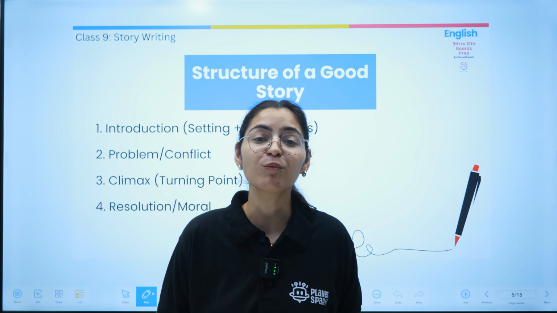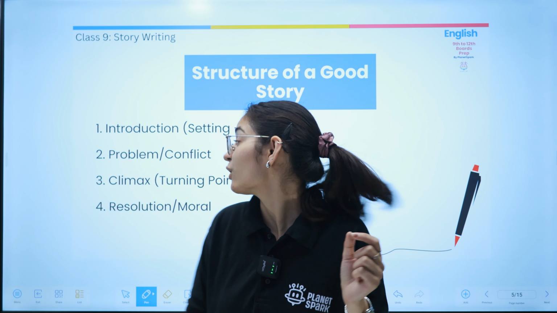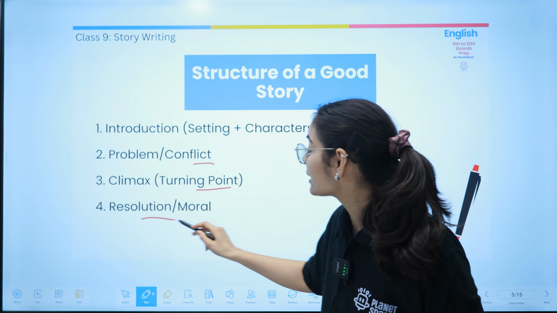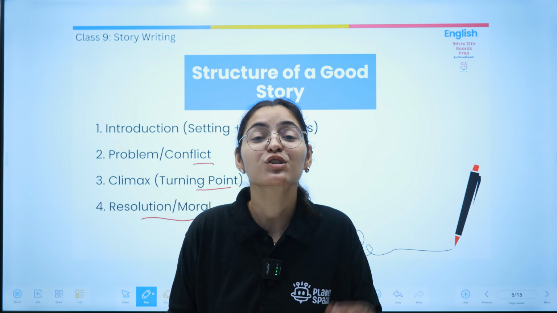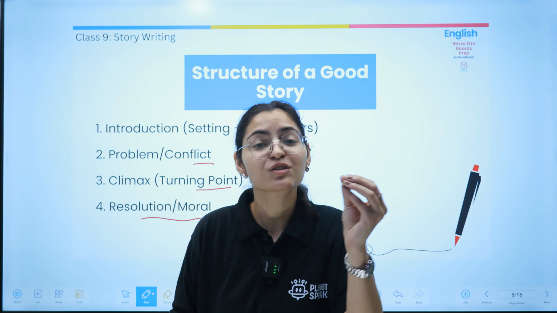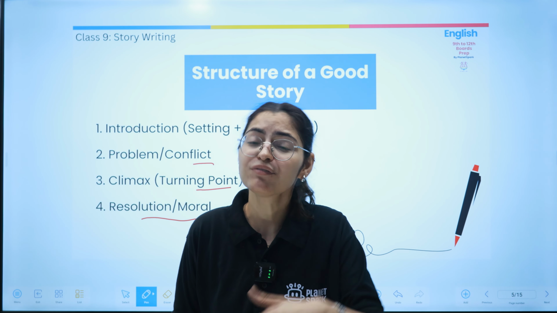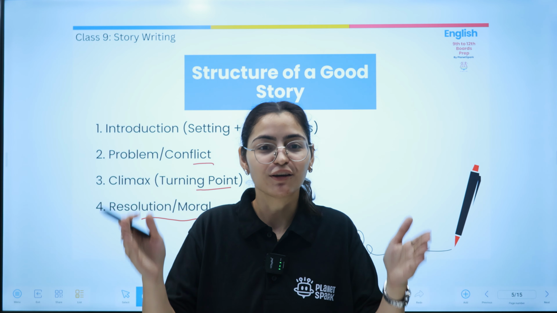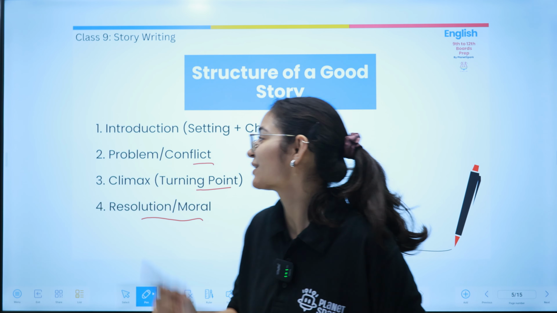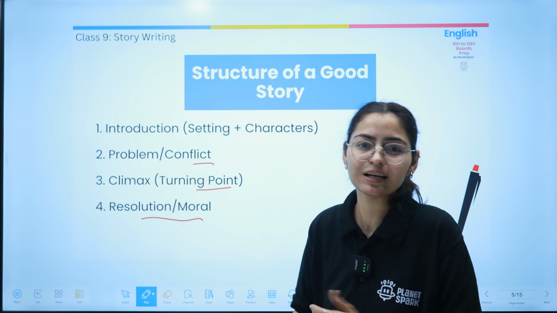Moving on, let's talk about the structure of a good story. A good story has 4 main parts. Introduction, where you introduce the settings and the characters. Next is the problem and the conflict. Third is the climax, and fourth is the resolution or the moral, which is also a turning point for a story, where everything is solved and the story concludes. Here, you can write how the character solves the problem or, if it's an adventure, how the adventure ends. If you follow the simple structure, your story automatically becomes well organized. Remember, introduction, problem, climax, and resolution. You can give a moral as well if you want.